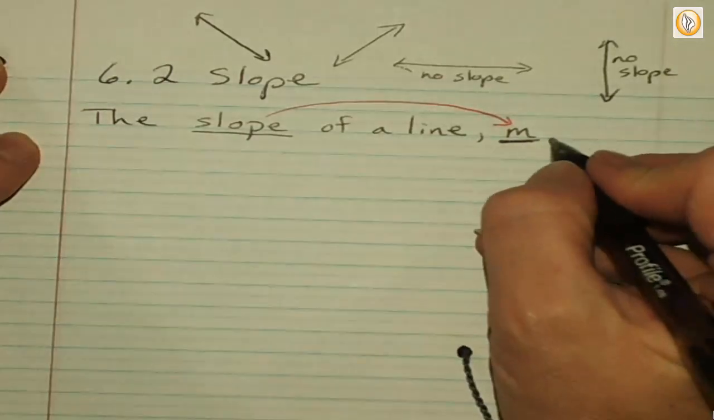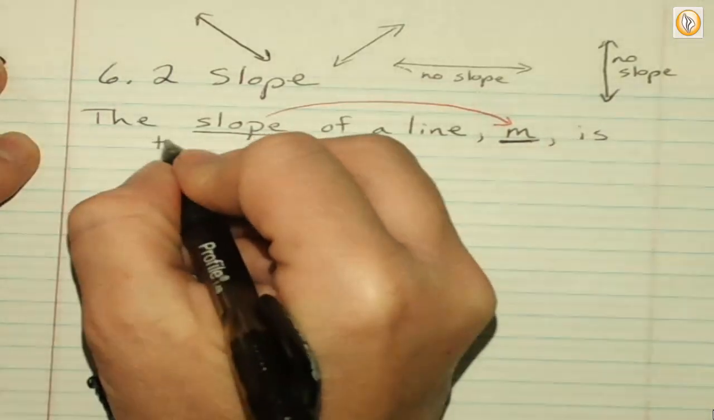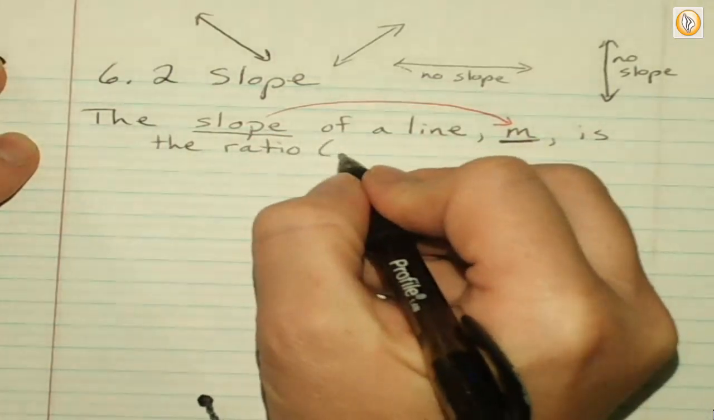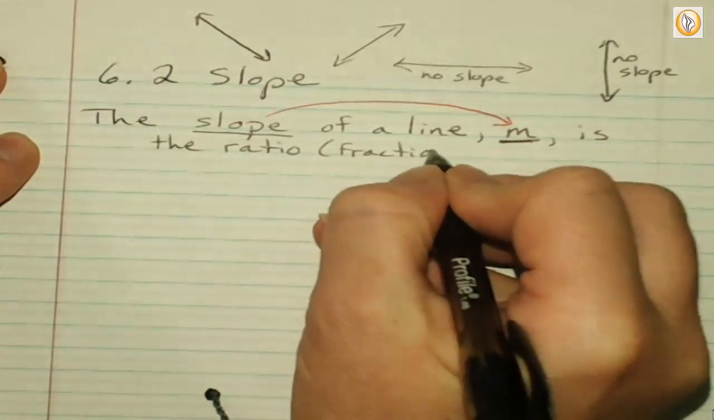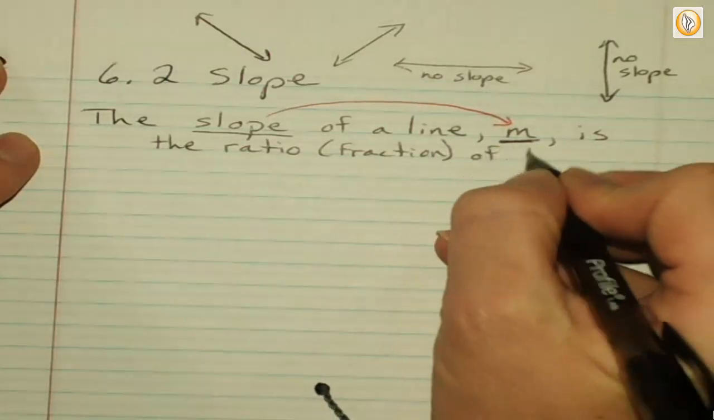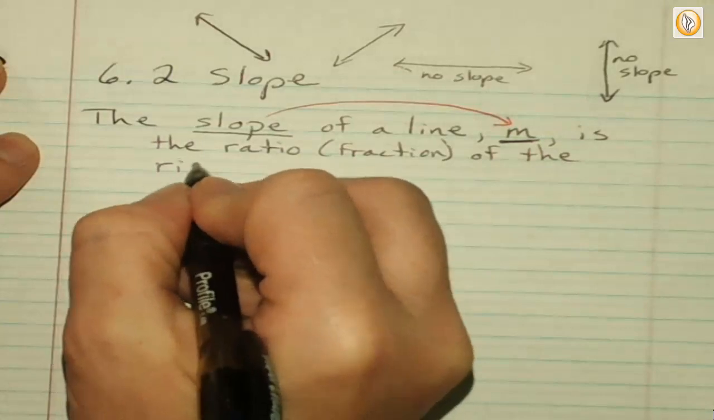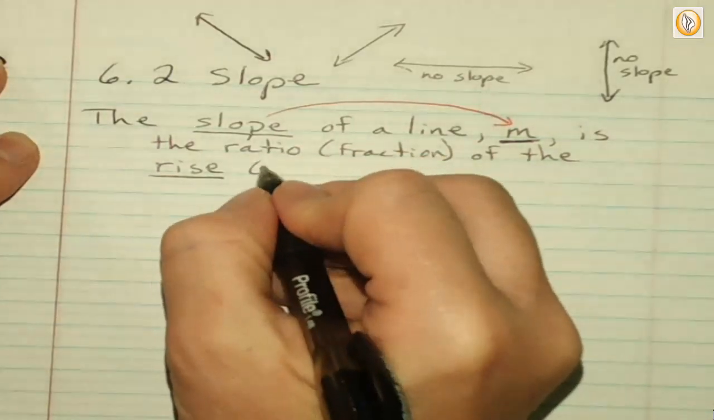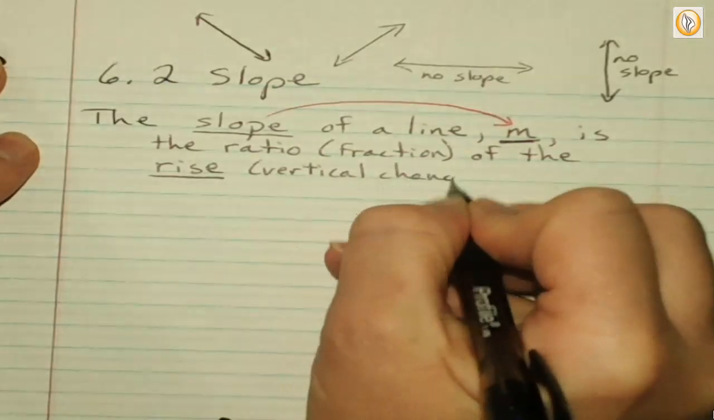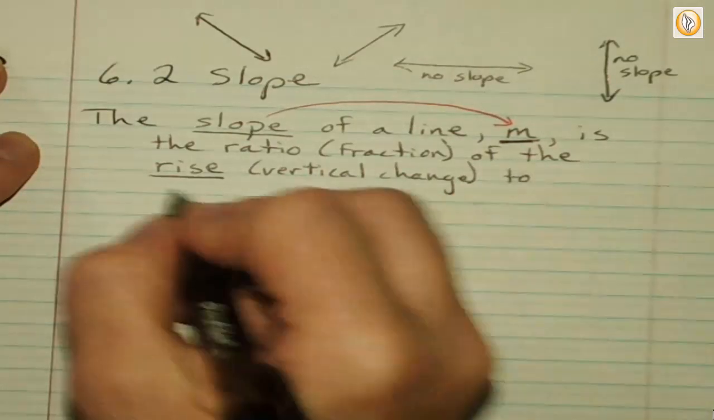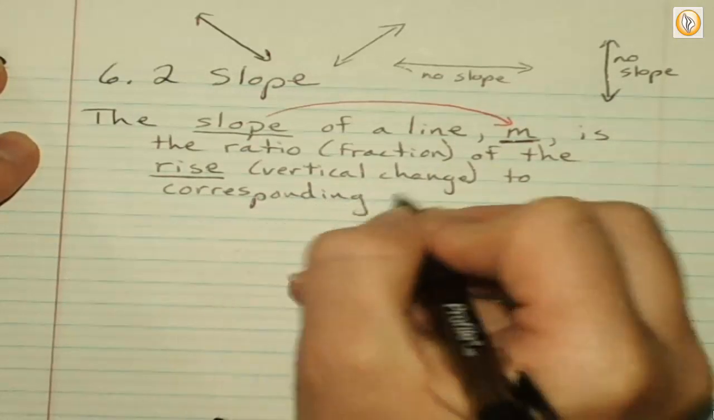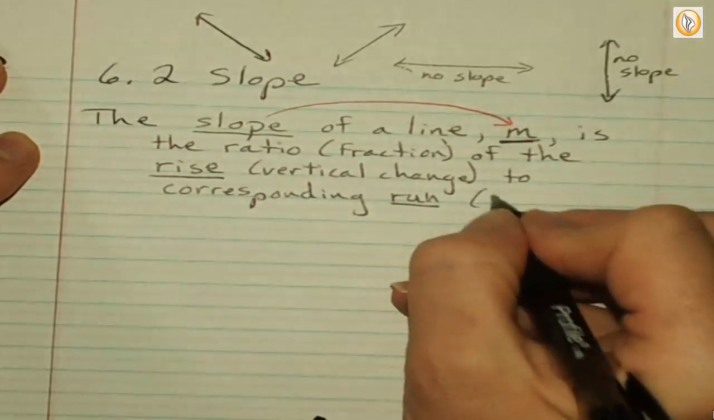So the slope of a line, M, is the ratio. What is a ratio? Fraction. That whole rise over run, we're getting to it. Of the rise, which is the vertical change, to the corresponding run, which is the horizontal change.